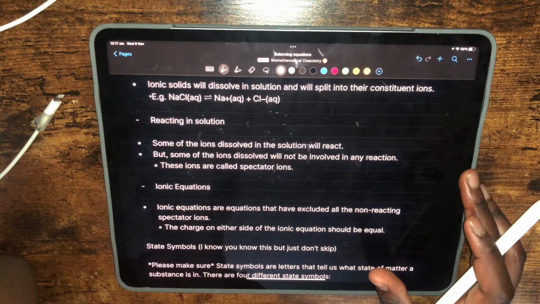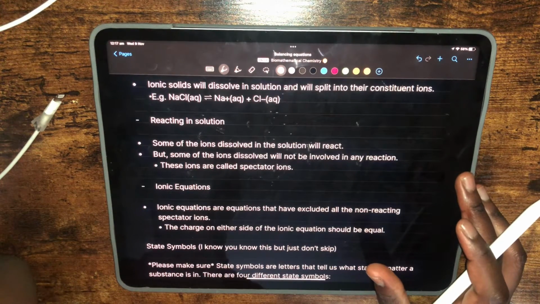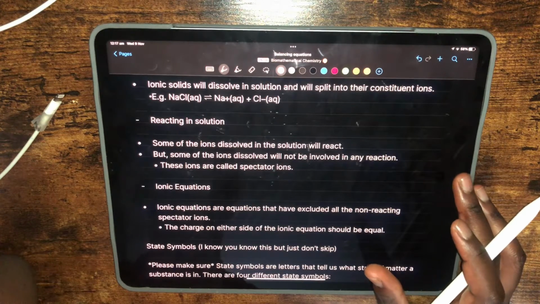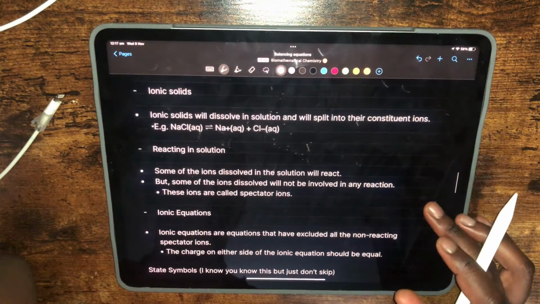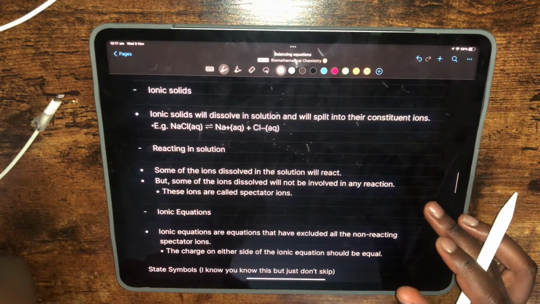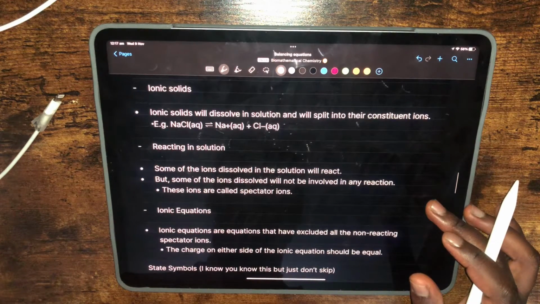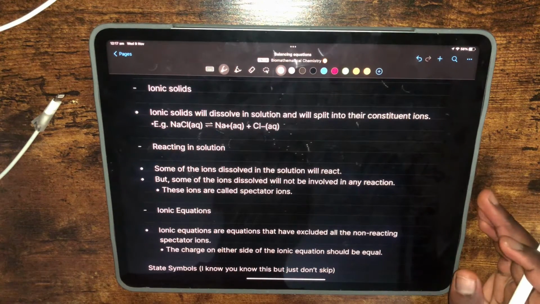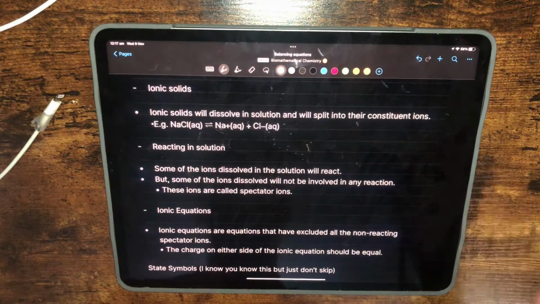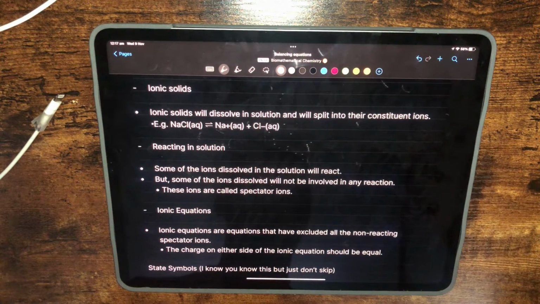Reacting in solutions. Some of the ions dissolved in solution will react, but some of the ions dissolved will not be involved in any reaction. These ions are called spectator ions. So if I had Na2SO4 and I dissolved that, the spectator ions would be the Na+ ions, really. Unless they specifically talk about Na2 ions, but generally, when we're talking about spectator ions, the ions that just don't get involved in the reaction, they're left out.